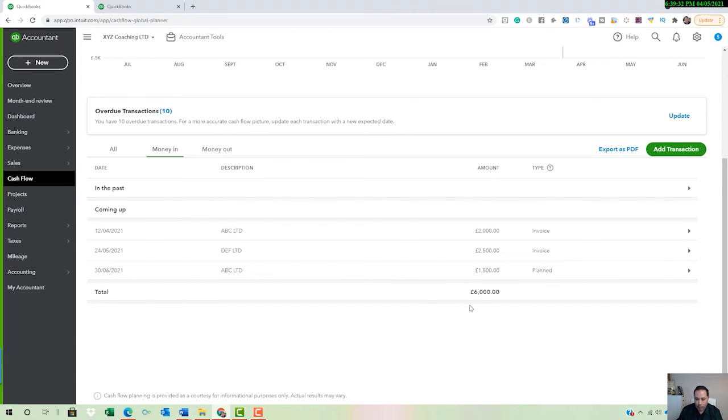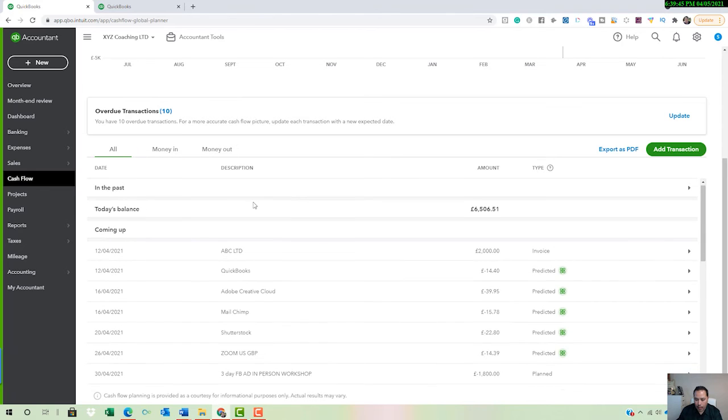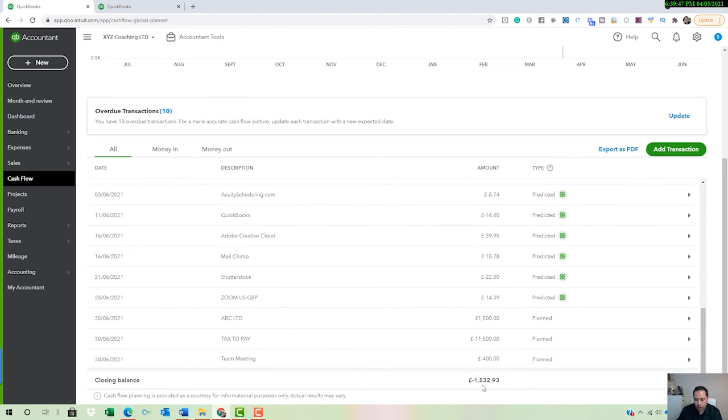So this leaves only £6,000 coming in as of the end of June, with £1,900 not to be received as of the end of June. Let's see how the cash position will look if that happens. Now it starts going into minus, and it's not a good place to be in.